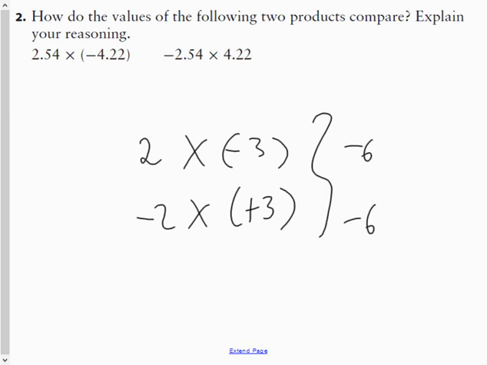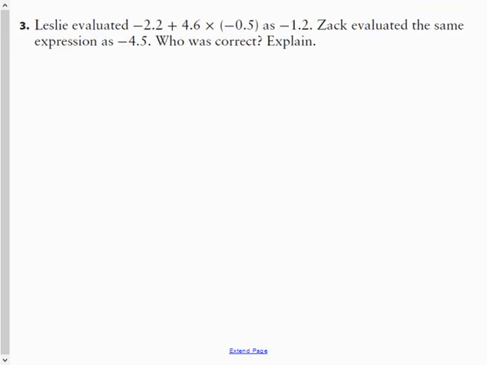In this particular one, I don't care what the product of these two numbers is. I just know that since they are the same numbers, whatever answer it's going to be is going to be the same. And because this is a negative times a positive and a positive times a negative, that same number, regardless of what the product is, will have a negative sign, and they will be the same.